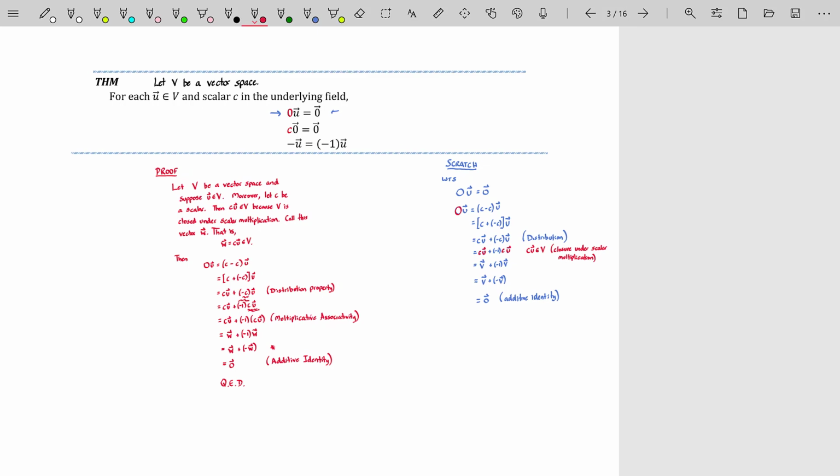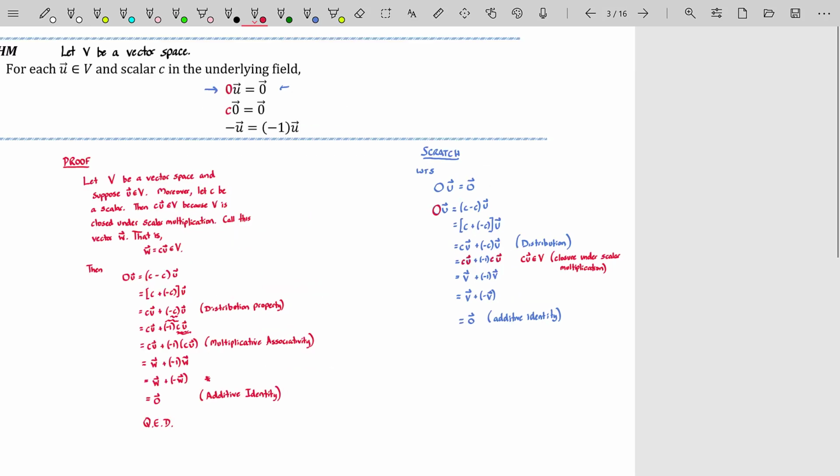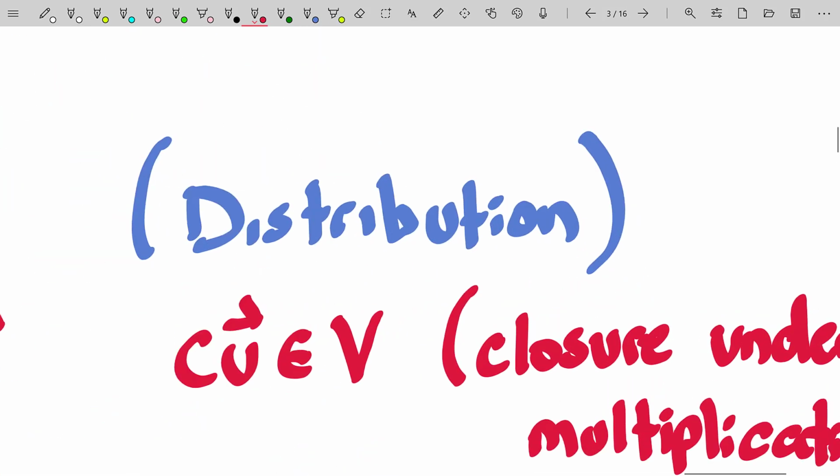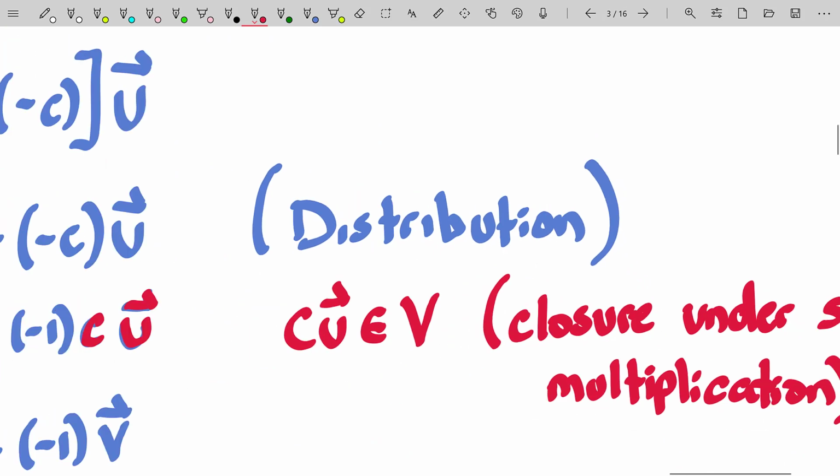But notice the creativity used here. I always start with a little bit of scratch, and I want to slowly work my way through using the properties of real numbers as often as I can, because those I can assume, and including the axioms because we're working with a vector space when I have to.